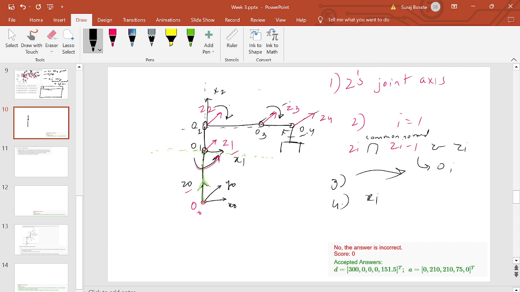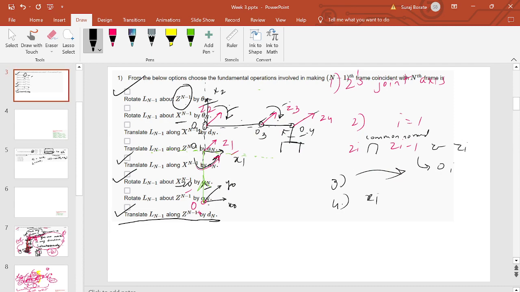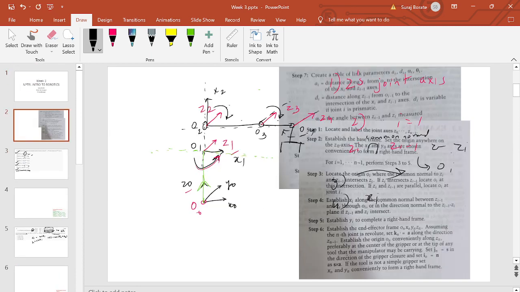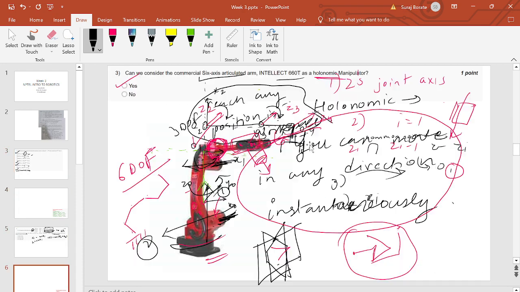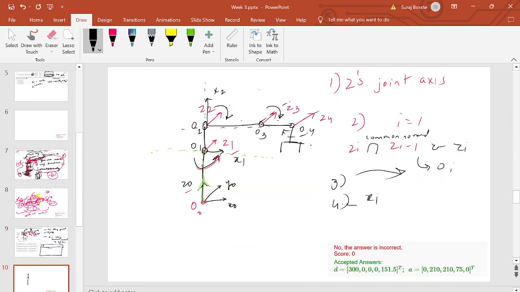You can put it in this direction or this direction. So let me check. When you get confused, go back and check. So what they have said: establish xi along the common normal between Zi minus 1 and Zi through Oi. So the common normal between Z2 and Z3 through O3 will be X3. I can put it in the forward direction also, not a problem.